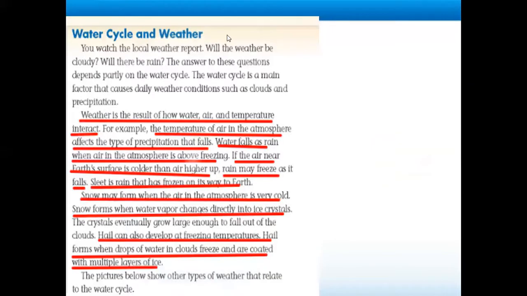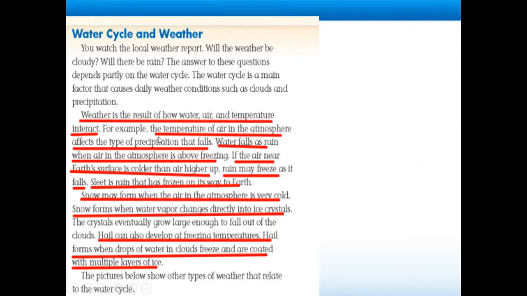Now, water cycle and weather. You watch the local weather reports. Will the weather be cloudy? Will there be rain? The answer to this question depends partially on the water cycle. Now, all of you, please underline on page 275. Weather is the result of how water, air, and temperature interact. What is the meaning of weather? It is the result of how water, air, and temperature interact.